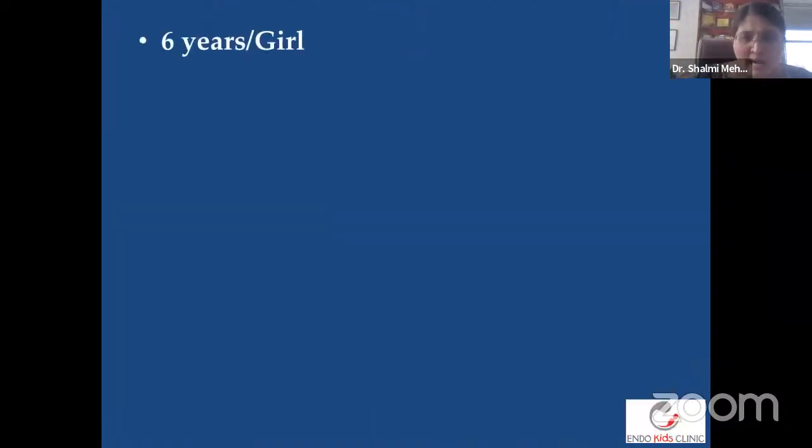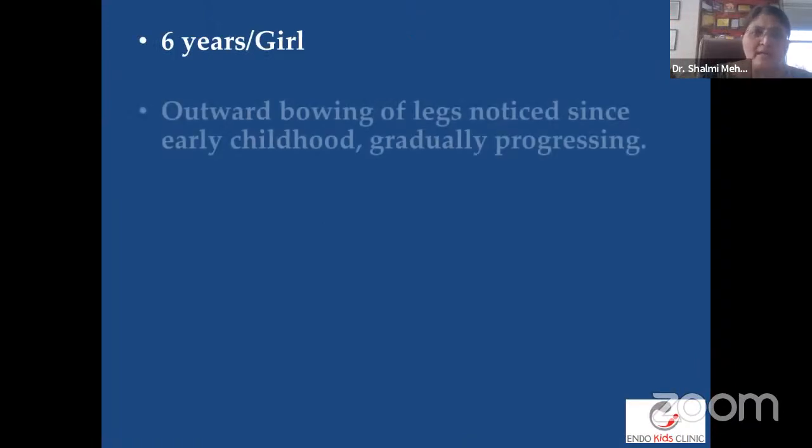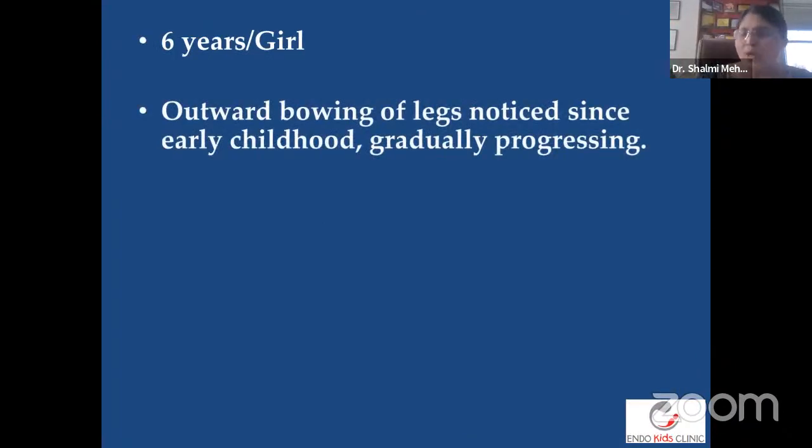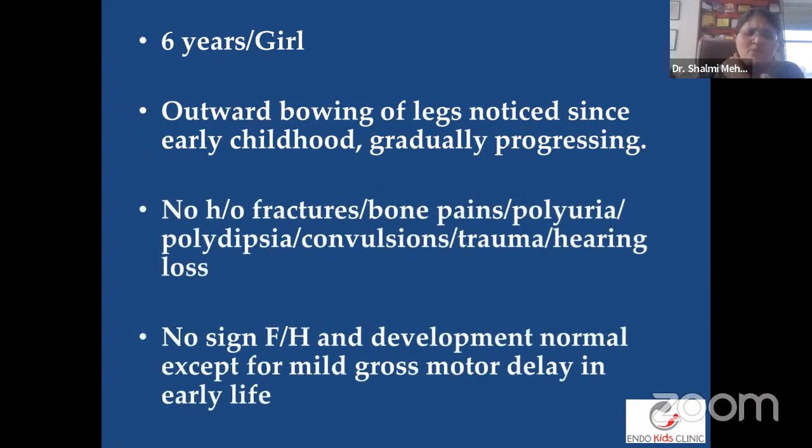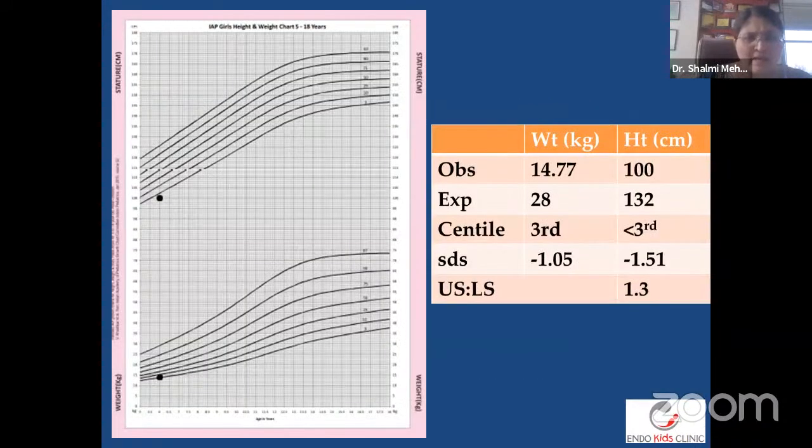So moving on to the last case, I've got a 6-year-old girl. She has complaints of outward bowing of the legs noticed since early childhood, gradually progressing. Otherwise, she's fine. There is no significant family history, no history of fractures or bone pains. She's slightly on the lower side in terms of the height.